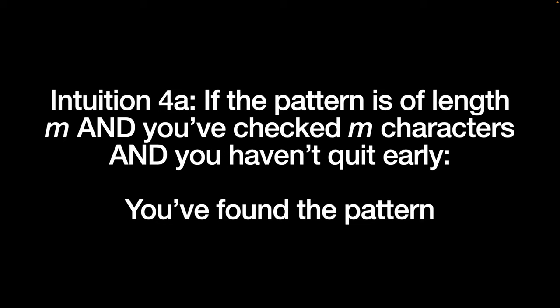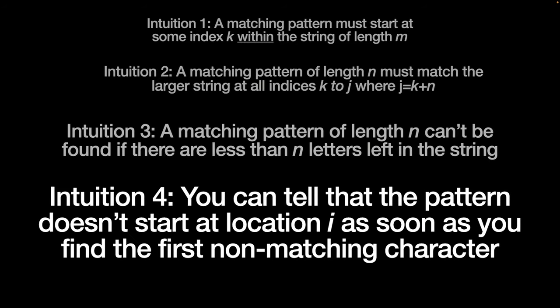If the pattern is of length m and you've checked m characters and you haven't quit early, this is our success condition. You've found the pattern. So this is saying that if we've checked m characters and all the m characters have matched and we haven't ended early like in our previous intuition, then we're done. We found the pattern. Let's convert this into an actual algorithm.